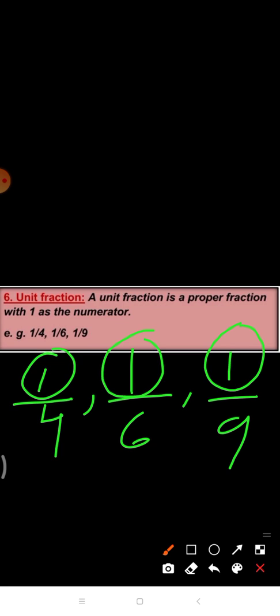So yes, any fraction with 1 as the numerator is called the unit fraction. So all these fractions have 1 as the numerator. So these fractions are called as the unit fraction. I hope, student, all these types of fractions are clear to you.